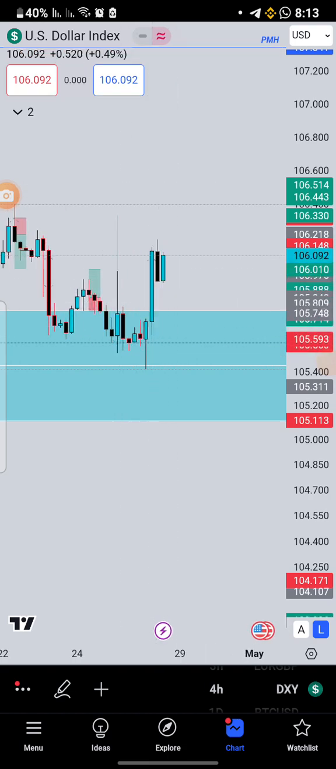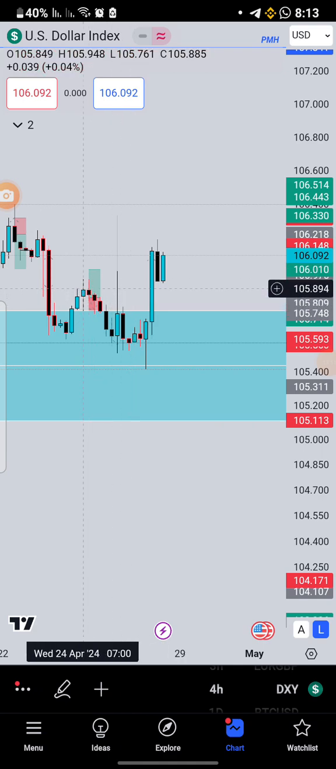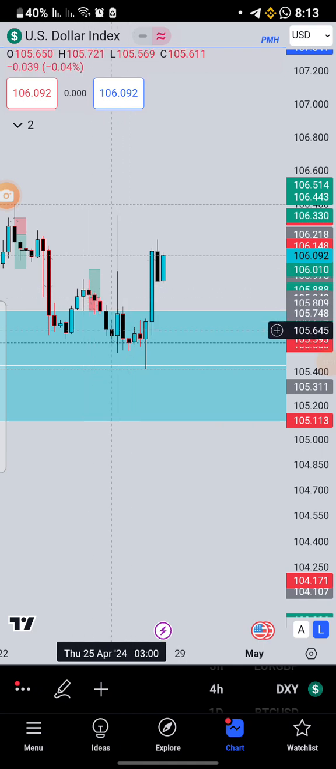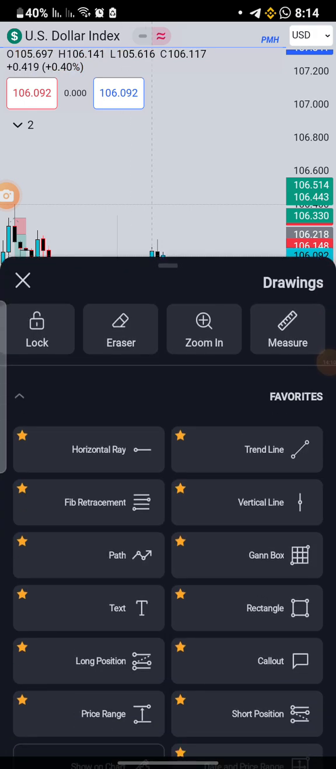Where is a market structure shift? So where is the previous swing point? We can take this or this, because we have candle number one, candle number two, candle number three, right? We have this swing point over here. We can see we have this candle that closed not only above, right? We have this candle that created that market structure shift.